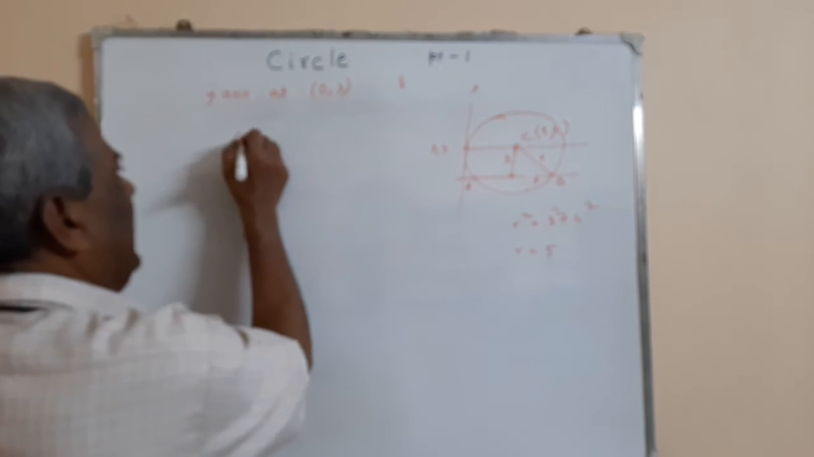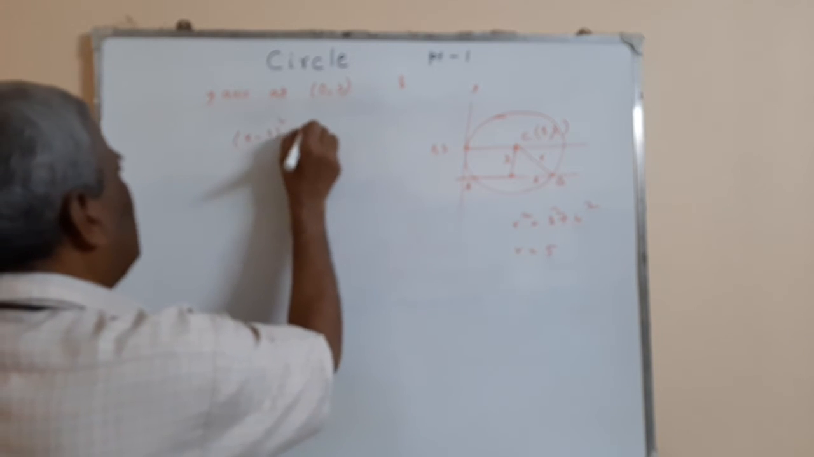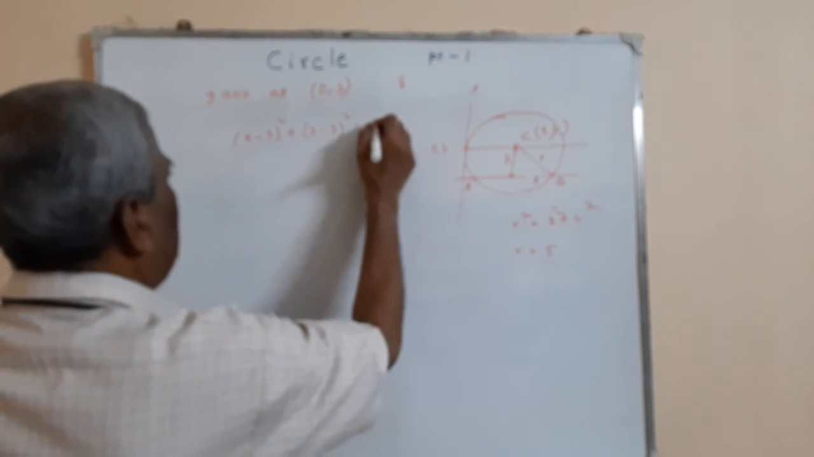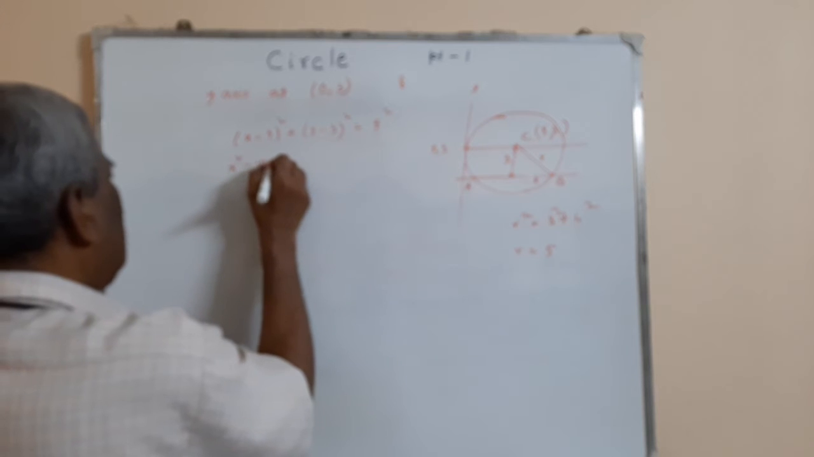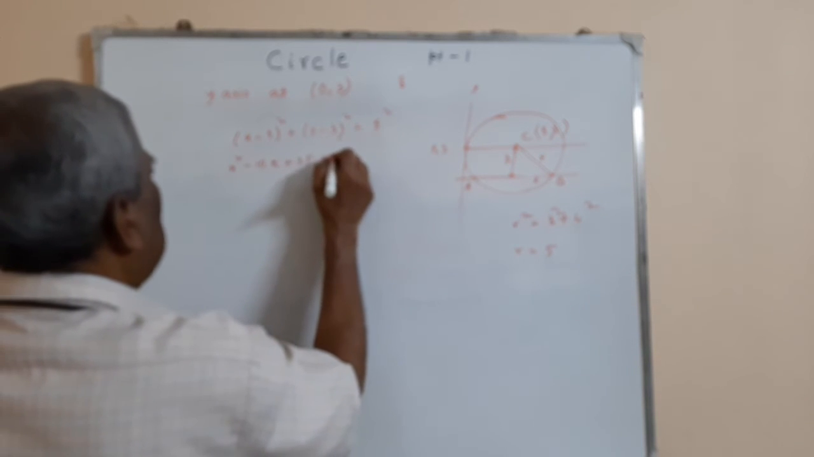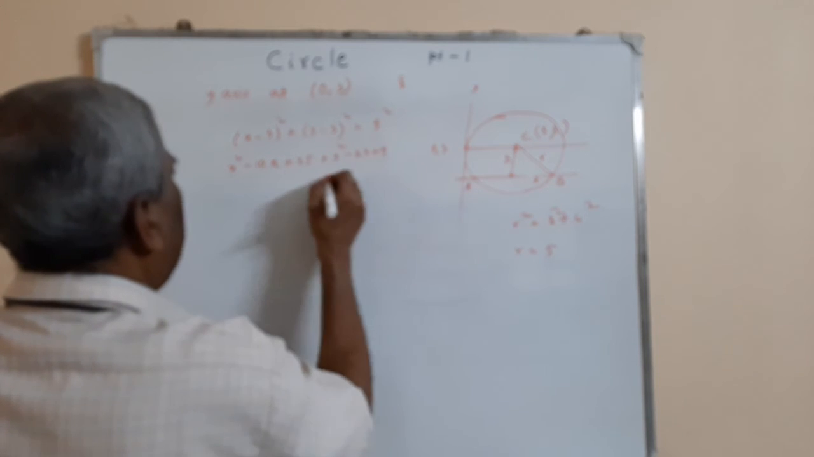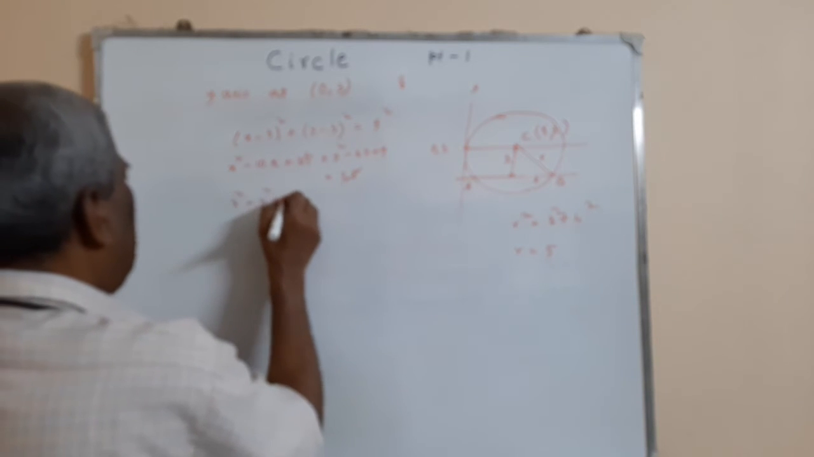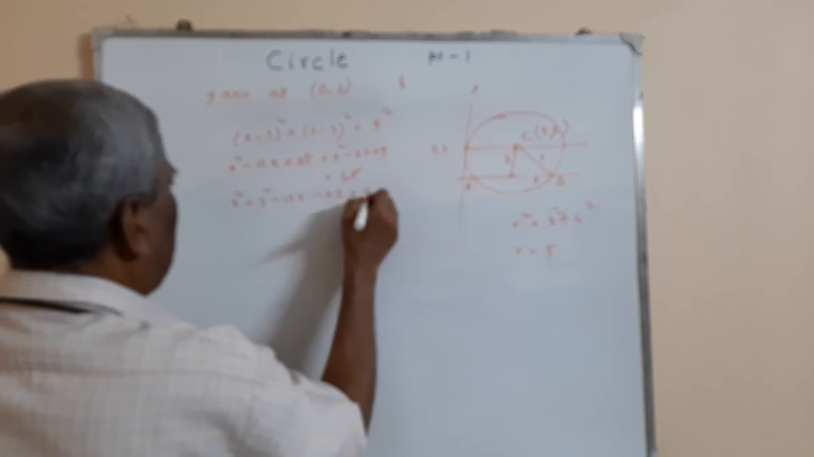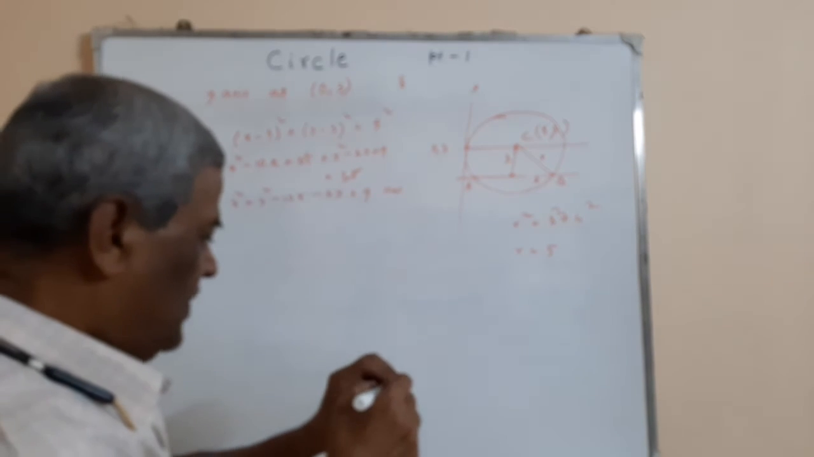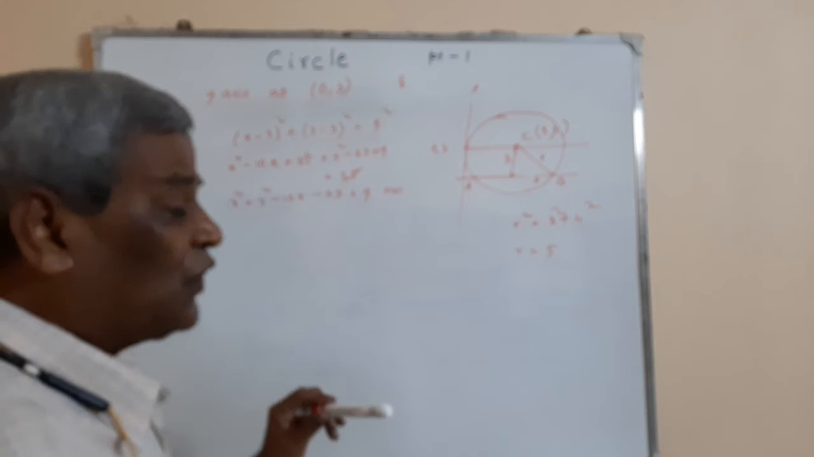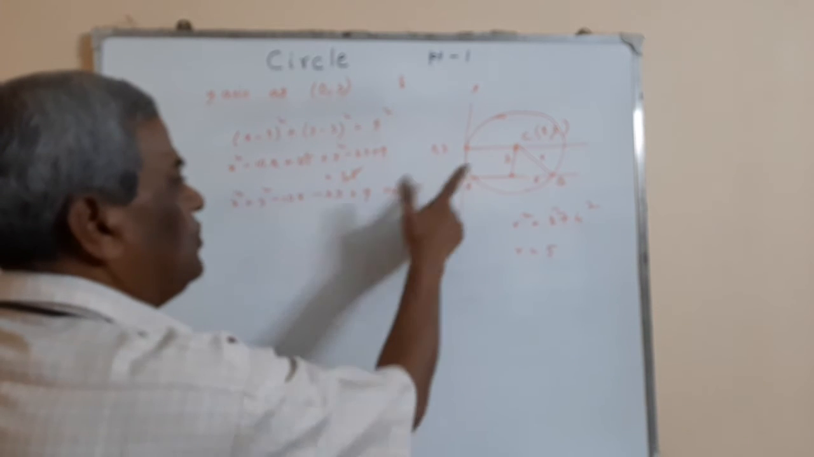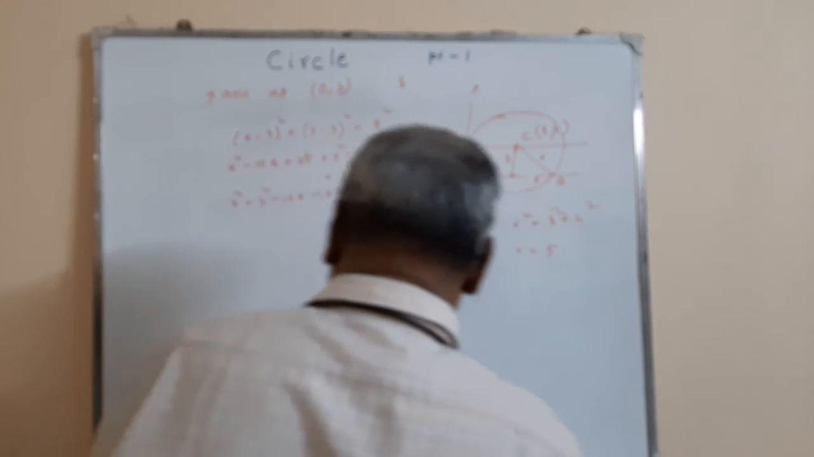So its equation is x minus alpha whole square plus y minus beta whole square is equal to r square, that is 5 square. That is x square minus 10x plus 25 plus y square minus 6y plus 9 is equal to 25. So this cancels. So it is x square plus y square minus 10x minus 6y is the required equation. The options are there, but I forgot to write them. I think this is the third option. So this is the equation of the circle. Next problem.